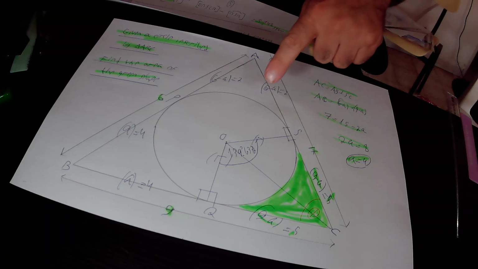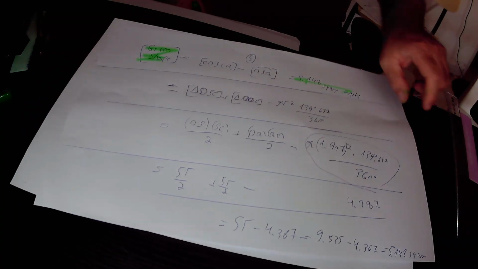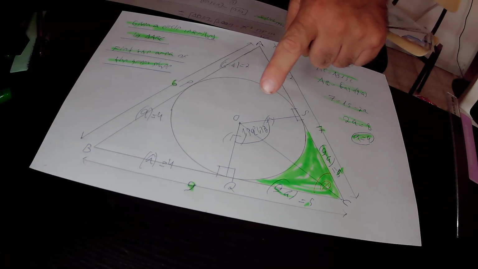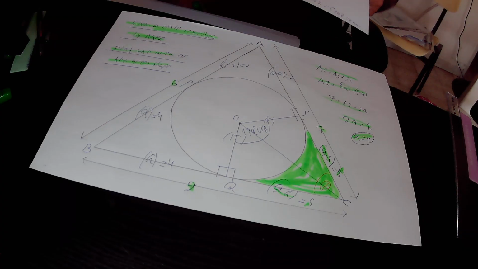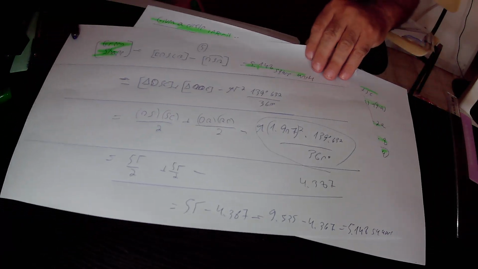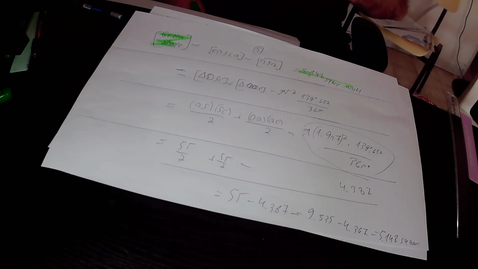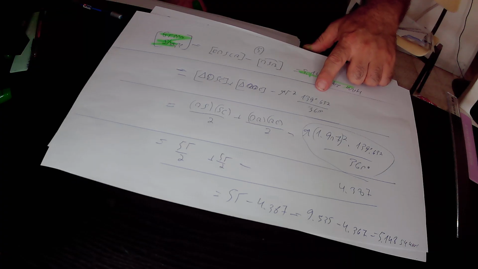The area of triangle OSC equals the base OS times the height SC over 2, plus the area of this right lower triangle QOC, which equals the base OQ times the height QC over 2, minus the area of sector OSQ, which equals pi r squared times 139.632 degrees over 360 degrees.